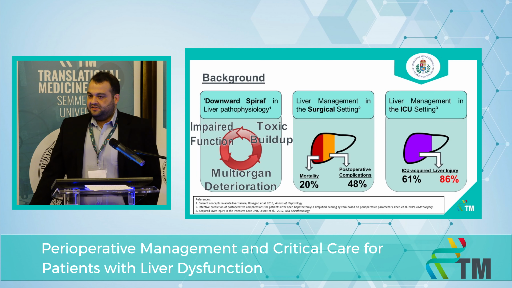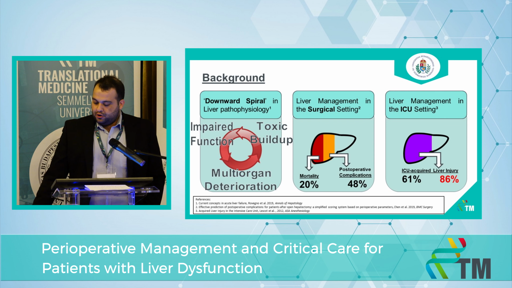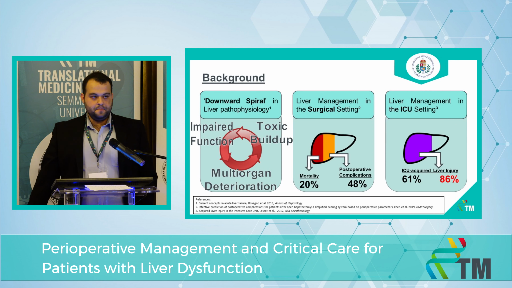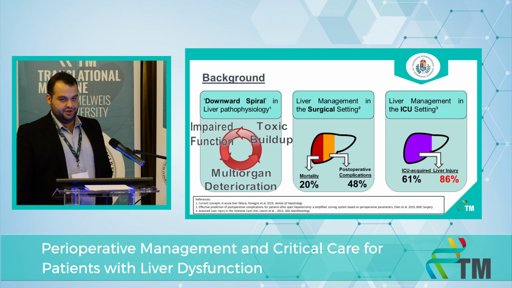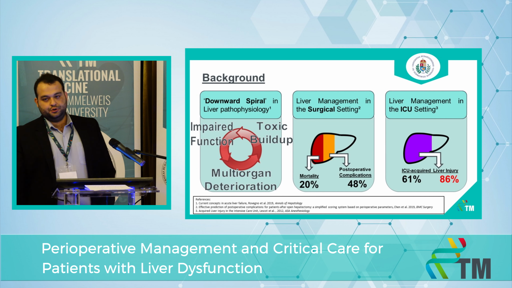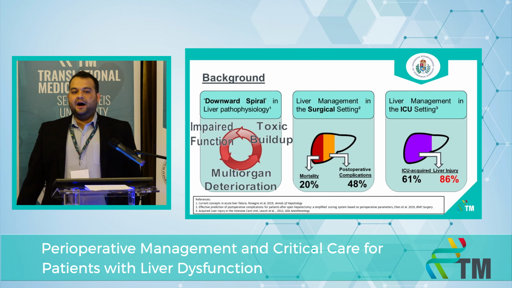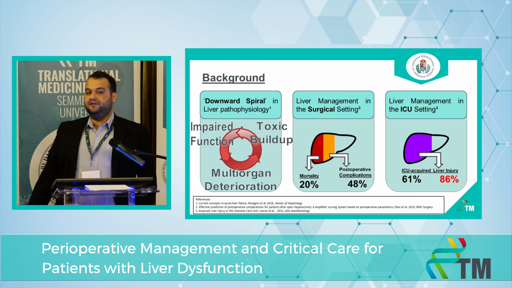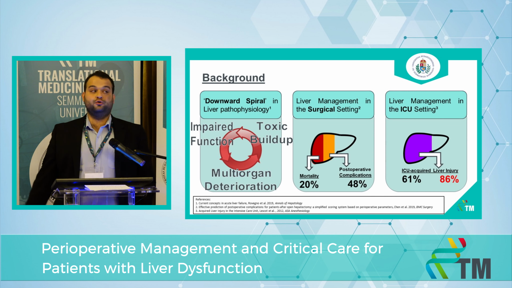Now, in the ICU setting, the story is even worse. Recent studies have shown that around 61% of patients admitted to the ICU suffer from a so-called ICU-acquired liver injury. This is a poorly understood but extremely dangerous situation, which, if left unrecognized, can develop into an acute liver failure with almost 86% short-term mortality.